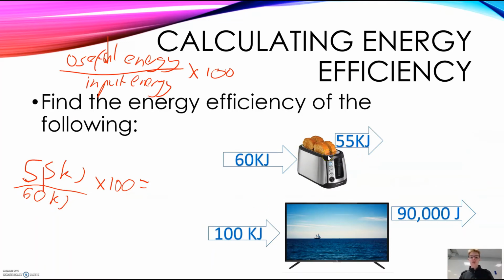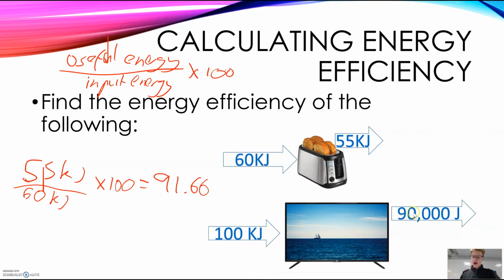Let's look at the energy efficiency of this toaster and this flat screen TV. Now, the work is already done for us. It's already highlighted the energy that's been needed here. So we're converting electrical energy into thermal energy to heat up the toast. So we take 55 kilojoules divided by 60 kilojoules times 100. That gets us 21.66 kilojoules.